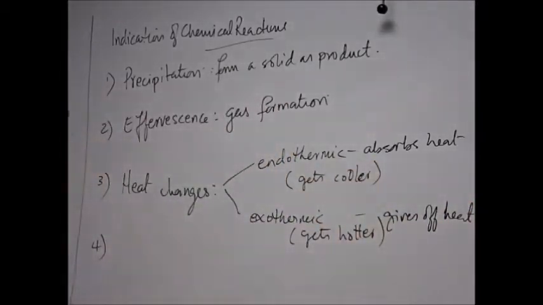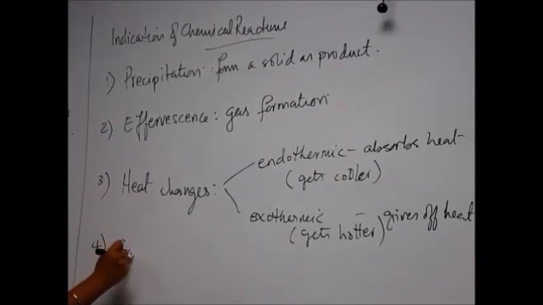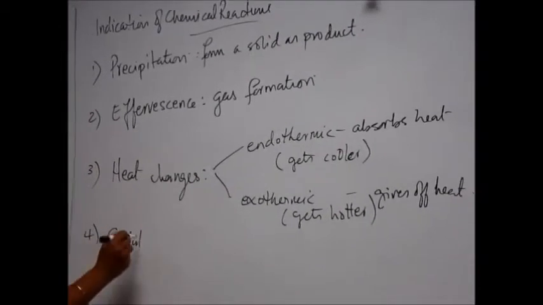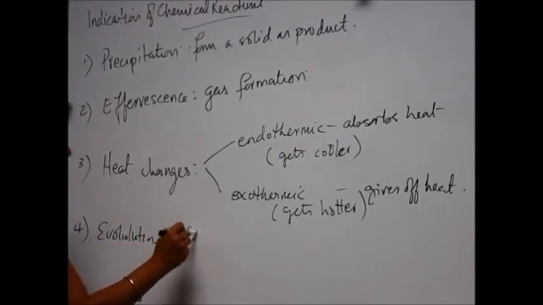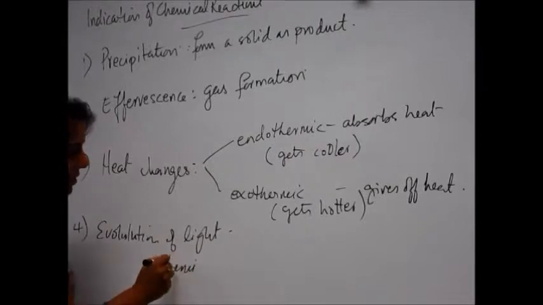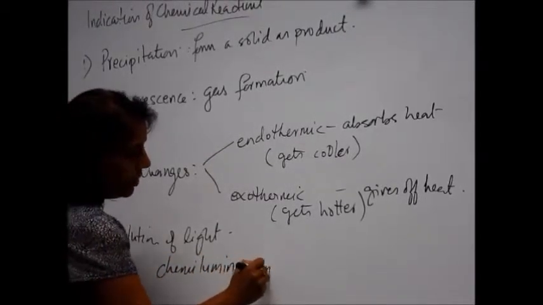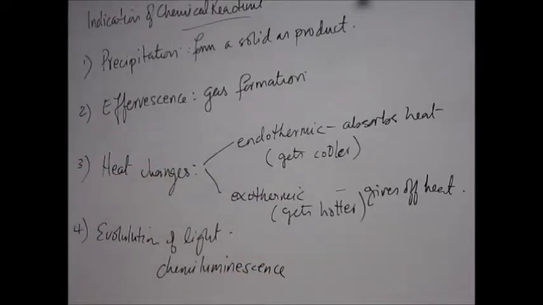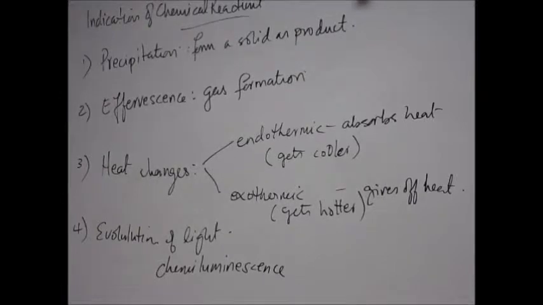All right, and the last one is evolution, sounds very scientific, of light, which really is what we call chemiluminescence. Such a big word, if I get the spelling right. Yeah. Chemiluminescence. Which means that when you mix two things together, you have evolution of light, you have light coming out.